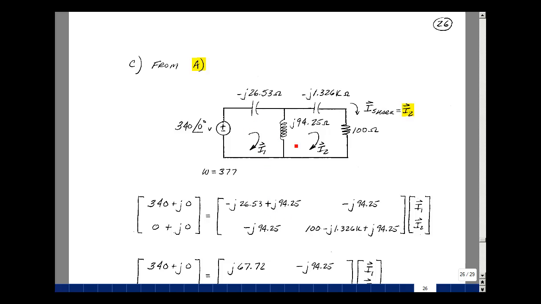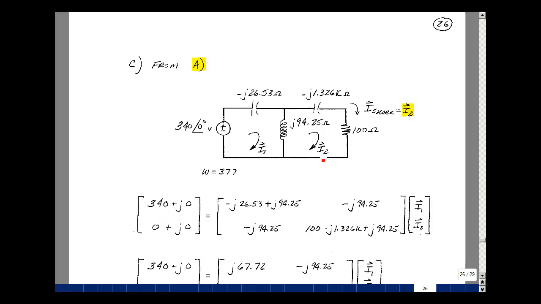Now what's between meshes 1 and 2 will go in row 1, column 2, but negated. So it's going to be a minus J 94.25. Then if you go around the mesh counterclockwise, record the first sign you see, and that's going to be a plus 340 at angle 0. But for MATLAB, we're going to need this in rectangular form, and that'd be 340 plus J0.